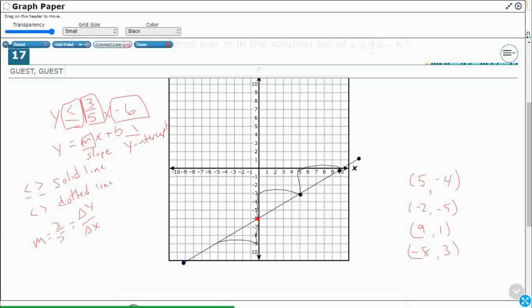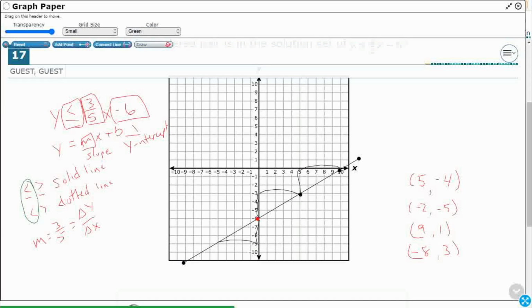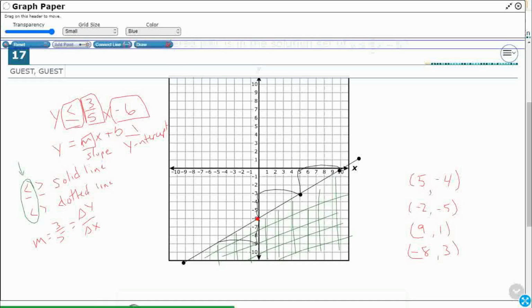The only thing I need to know is less than or equal to. If it's going to be this less than or equal to, you shade below, because that's less than the line. And so we're going to shade this set right here. And now that's where our solution set is. All we need to know is which of these points are actually in there.